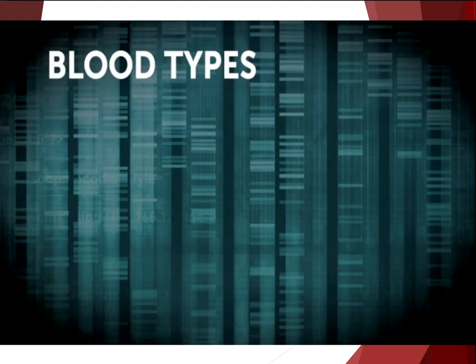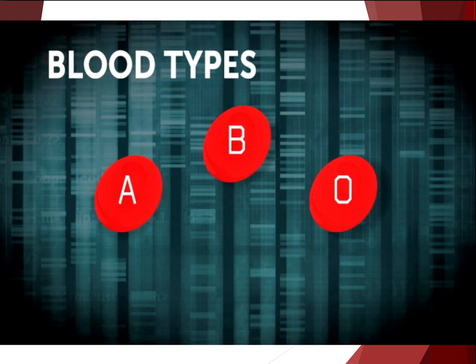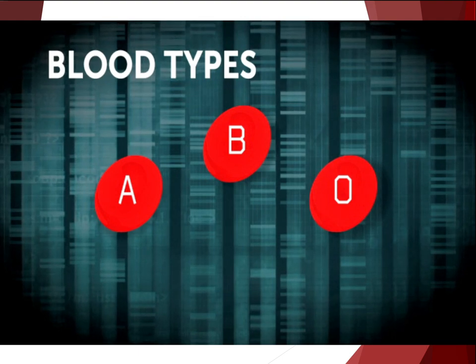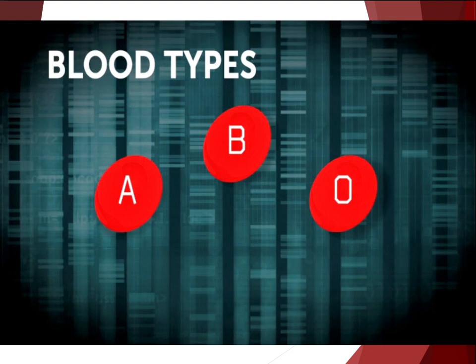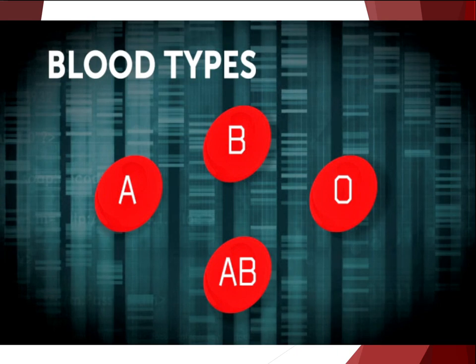Landsteiner discovered the three blood types, A, B, and O, and shortly afterwards, in 1902, Alfred von Decastello and Adriano Sturli discovered the fourth type, AB. The discovery of these blood groups led to much safer blood transfusions.